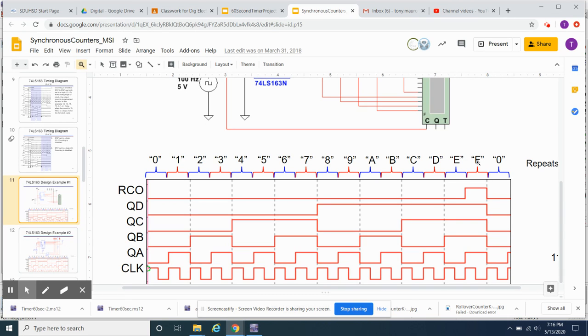When that reached its terminal count, which would be F, the RCO goes up to 1 for the whole time that it's an F, right? So it goes up when the count hits 1111, that would be our QA through QD being 1 1 1 and 1. When we're all 1s, the RCO goes to a 1, and then it goes back down to 0 for all the other counts. So we can use this to generate a divider of our input master clock. Okay, so how would we do that?